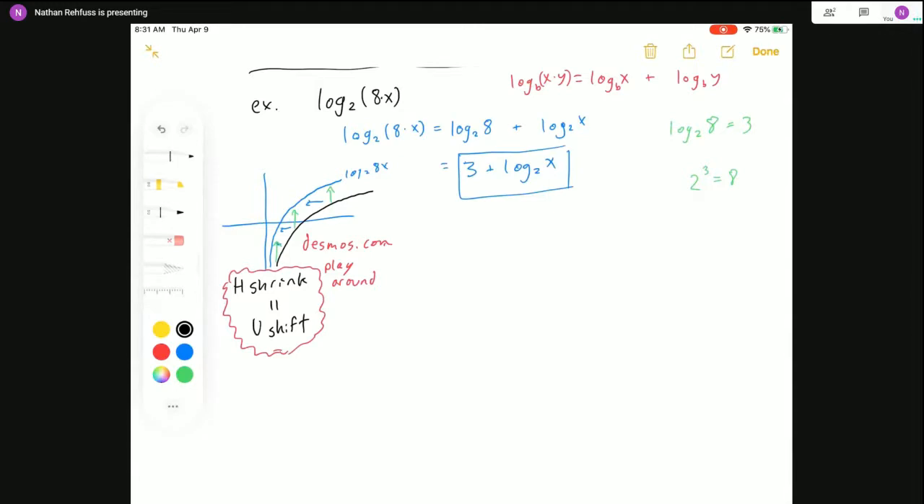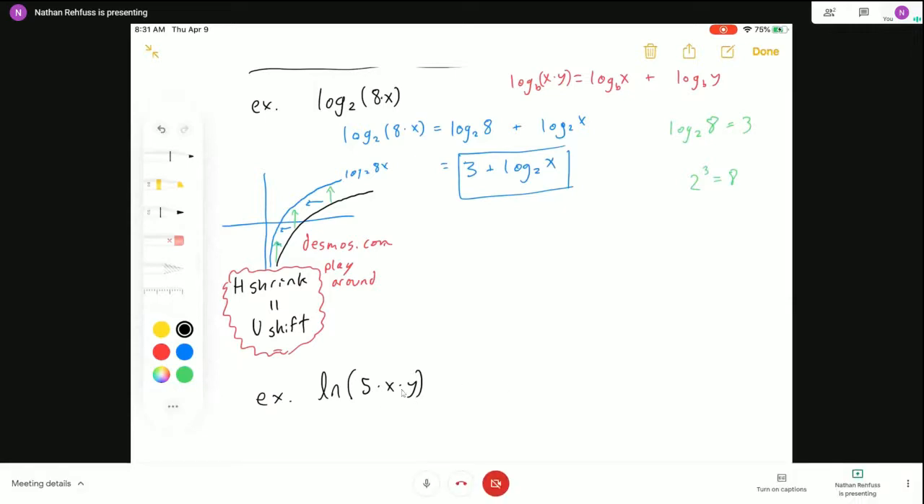Here's another example. If I have the natural log of 5xy, so I've got a big expression inside my natural log. And if I'm doing calculus with this expression, I really don't like having a multiplication of two variables stuck inside another function. Basically when you're taking a derivative, there's a rule for one function inside another called the chain rule. And there's a rule for when two things are multiplied together called the product rule, a different product rule than this one.